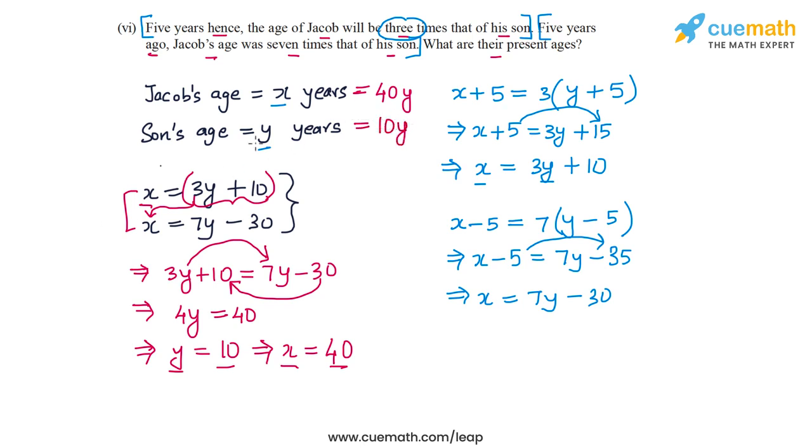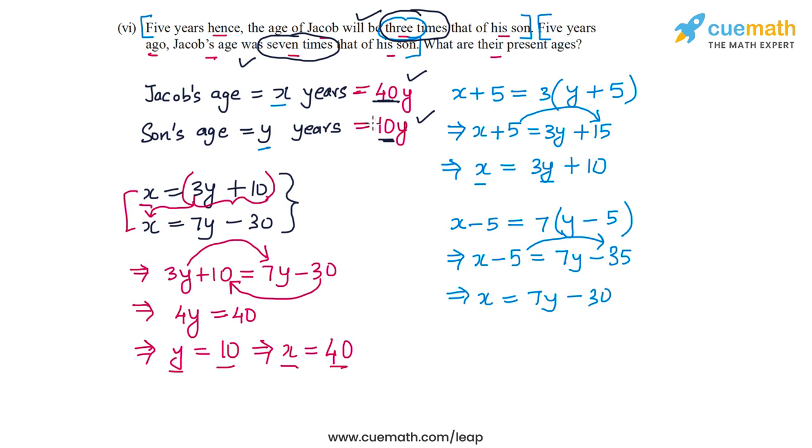Now let's verify quickly whether this aligns with what's given to us. So 5 years later Jacob's age will be 45 years and his son's age will be 15 years. So Jacob's age will be 3 times his son's age. So that aligns with the first piece of information. And then 5 years ago Jacob's age was 35 years and his son's age was 5 years, and 35 is 7 times 5. So Jacob's age was 7 times that of his son. So that aligns with the second piece of information given to us. So these answers 40 years and 10 years are correct for the ages of Jacob and his son.